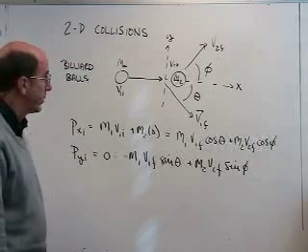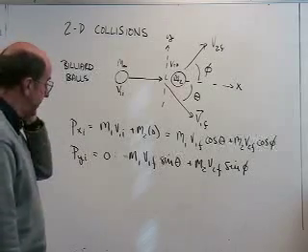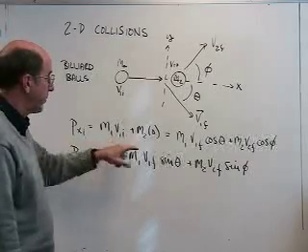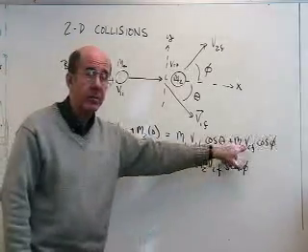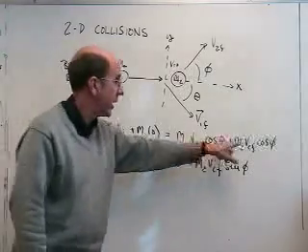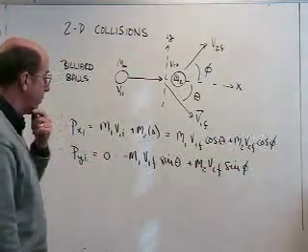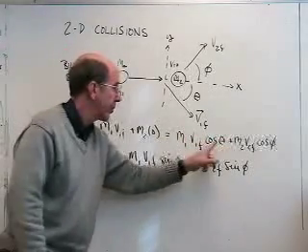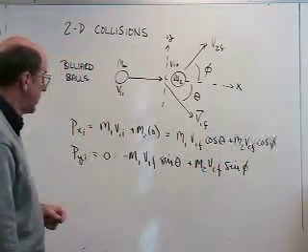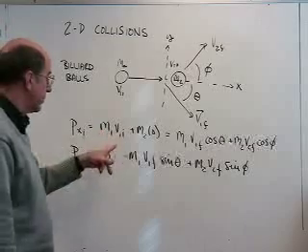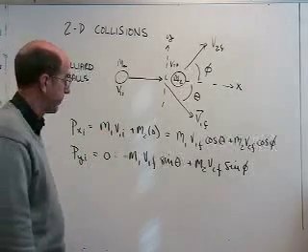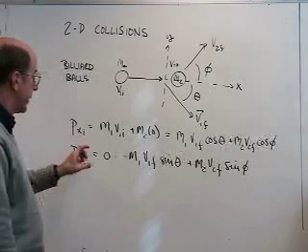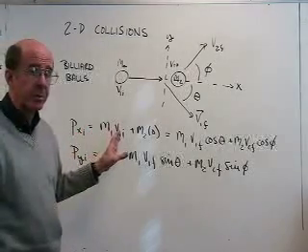Do I have enough information to solve this problem now? Let's see. I want to figure out what V1 final and V2 final are and what these two angles are. So I've got 1, 2, 3, 4 unknowns. I've only got 2 equations so far. I need some more physics to apply to this.